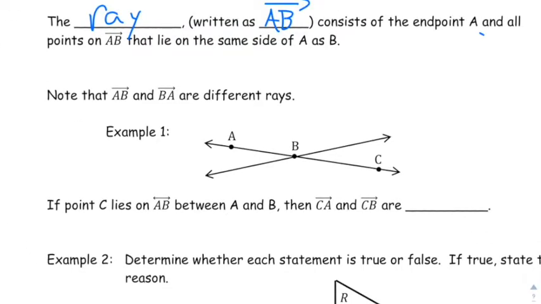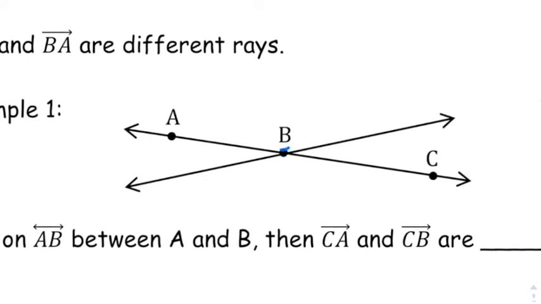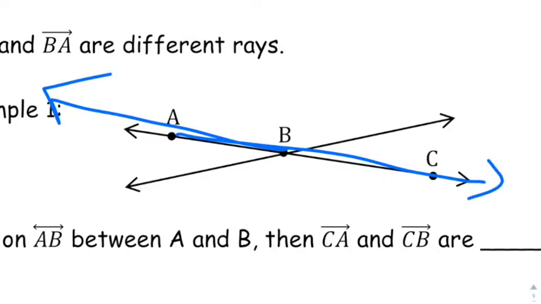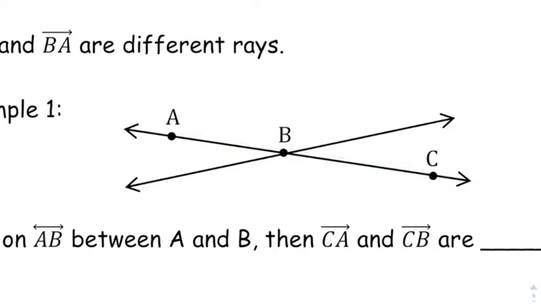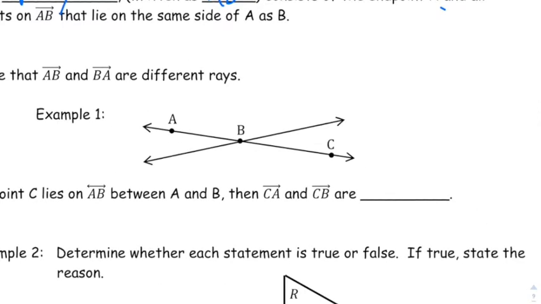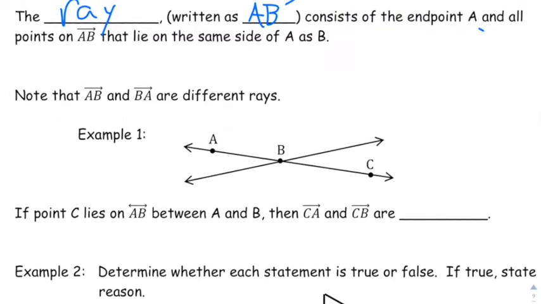Note that ray AB and ray BA are different rays, right? The reason being is because they are going in opposite directions. So you've got to be kind of careful on that. A lot of people want to switch around the letters, and that's a common little error that people make at the very beginning of the class.